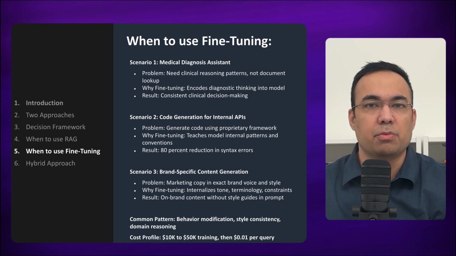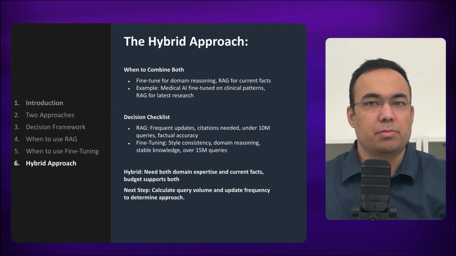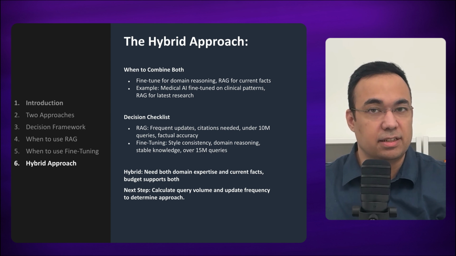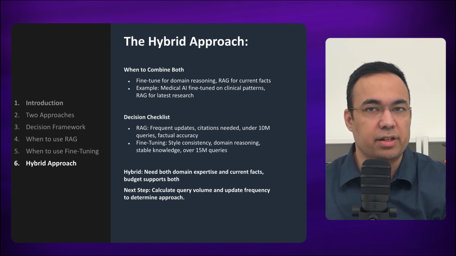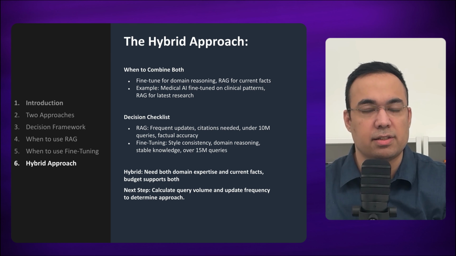Now let's discuss why you might want to combine both approaches as part of a hybrid approach in your production use cases. Sometimes the right answer is not choosing between RAG and fine-tuning approaches, it's actually using them both together, but strategically. The hybrid approach works something like this. You fine-tune your model for domain reasoning and consistent behavior, and you use RAG for accessing current facts and documents.